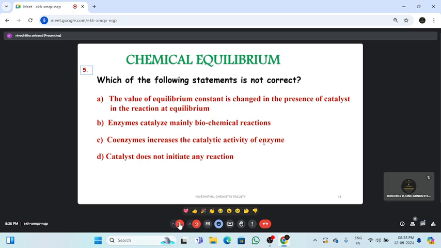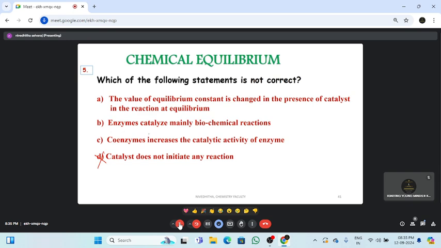What is option D? Catalyst does not initiate any reaction. Is that statement true or false? It is true, ma'am. True. A catalyst cannot initiate any chemical reaction. So that statement is true, so that is not going to be our answer. Fine. Ma'am, option A.